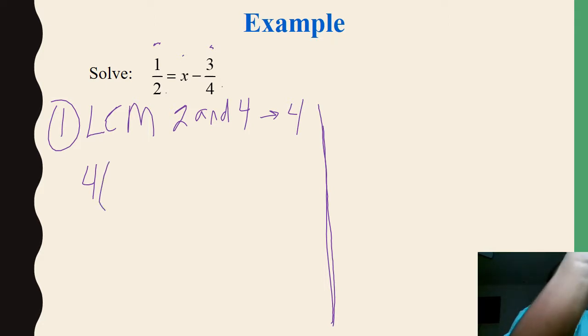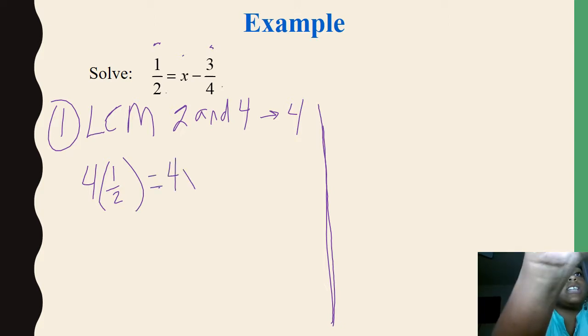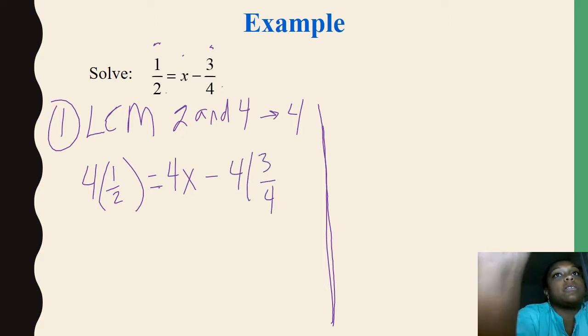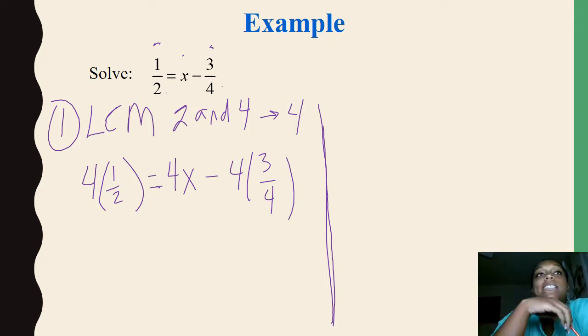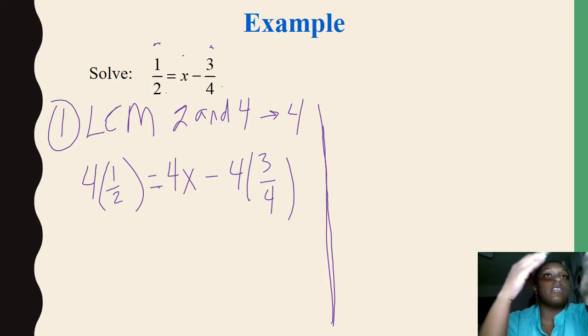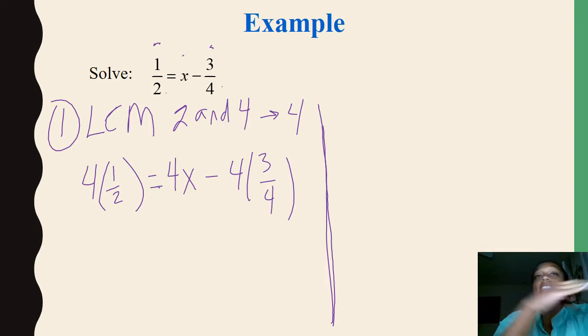So I'm going to do 4 times 1/2 equals 4 times x minus 4 times 3/4. What this does is it takes the fraction and finds a way to manipulate it. I'm keeping my equation balanced because what I do to one side, I do to the other, and so I'm not affecting the outcome.